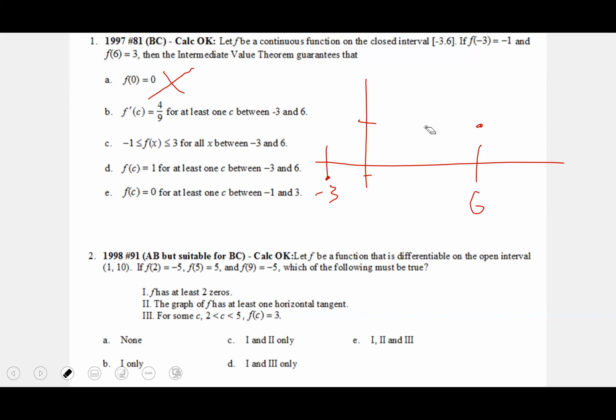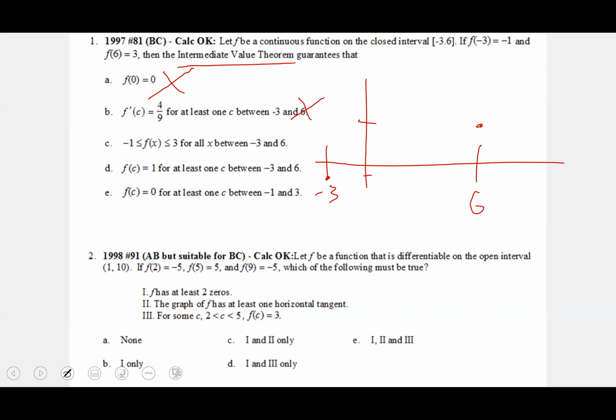Okay, what about B? It didn't give us the number 4/9 though. It did not. This is also talking about f prime. This is the slope. It will be the same as A. Yes, so this does not necessarily have to be true by the intermediate value theorem. I will show you one more theorem that will tell us about the slope, but the intermediate value theorem doesn't talk about slope, so this one's not true.